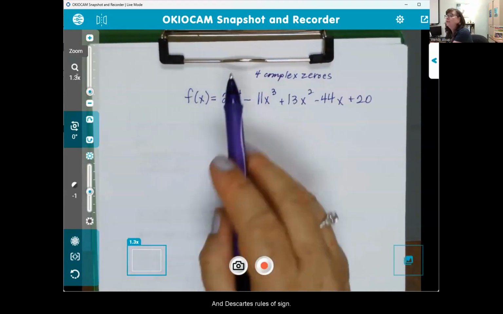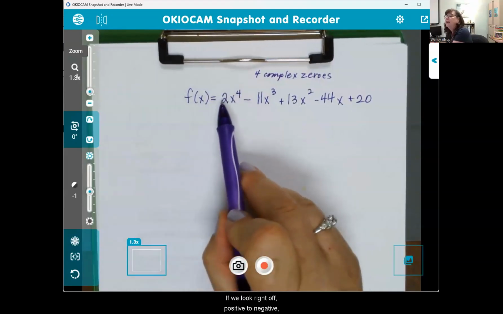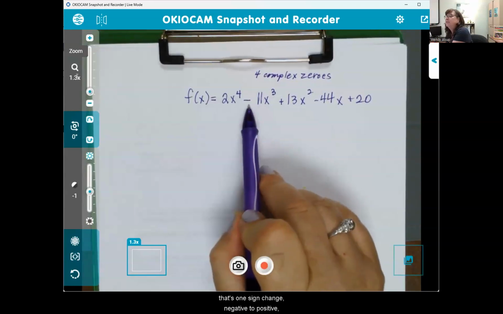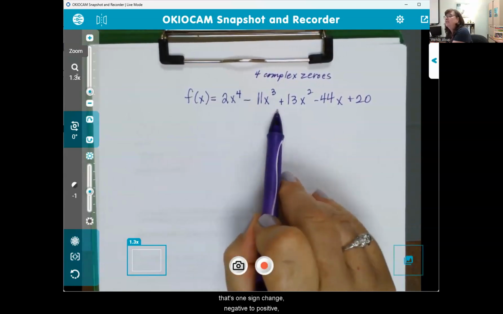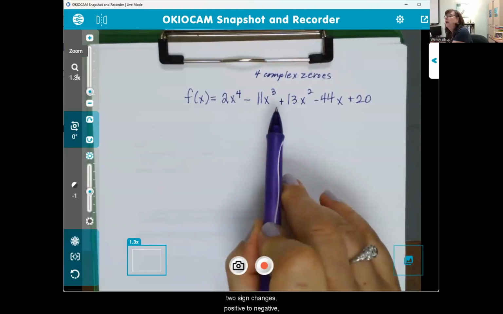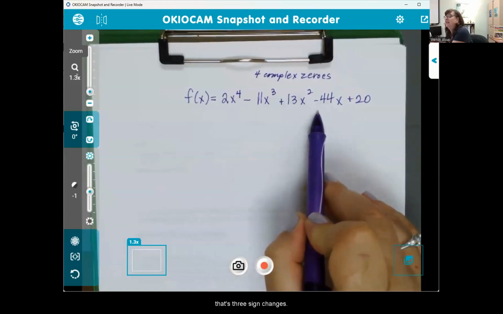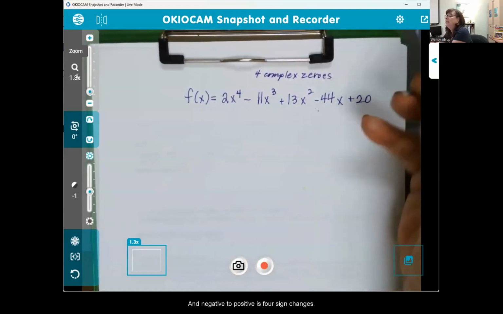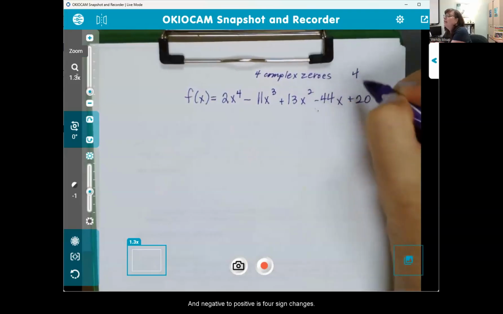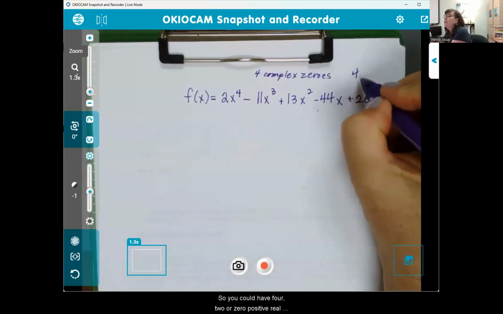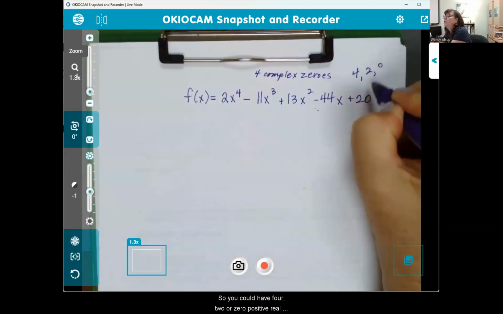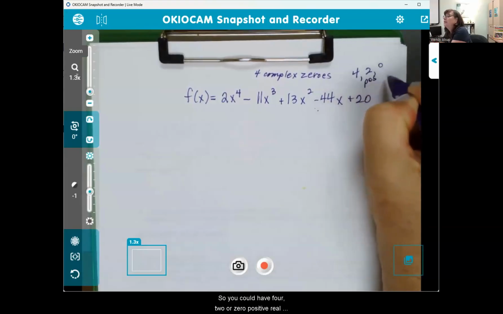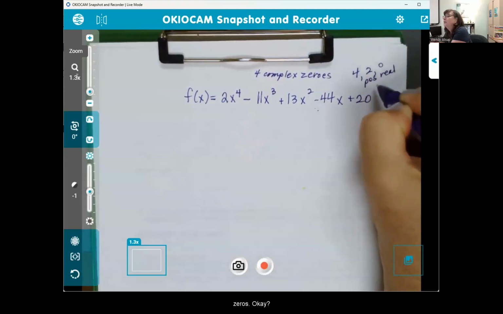And Descartes' rule of signs, if we look right off, positive to negative, that's 1 sign change. Negative to positive, 2 sign changes. Positive to negative, that's 3 sign changes. And negative to positive is 4 sign changes. So you could have 4, 2, or 0 positive real zeros.